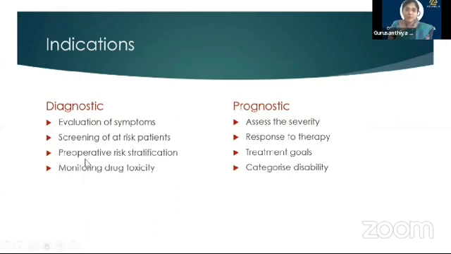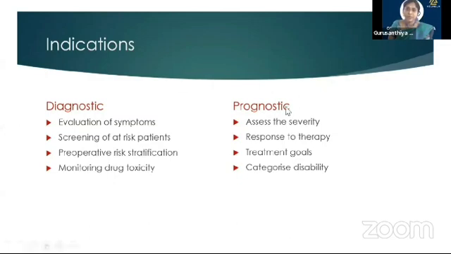And preoperative risk stratification, as in patients undergoing major abdominal surgery or cardiac surgery and thoracic surgery. And to monitor drug toxicity, especially bleomycin and the cytotoxic agents. To measure the drug toxicity, we use the pulmonary function test, because the results will become evident even before the patient presents to us with the clinical features.